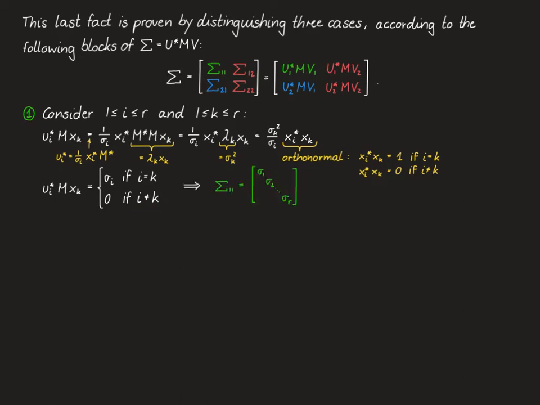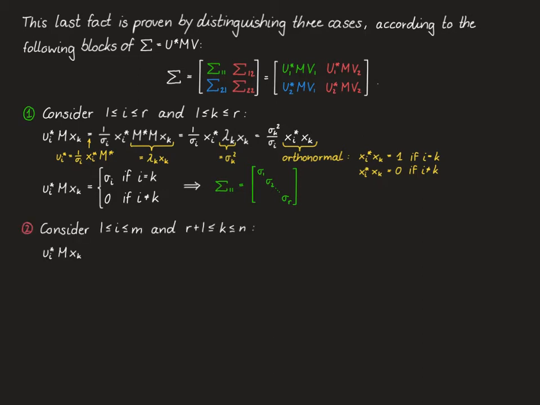Written collectively, this means that the matrix sigma 1,1 is equal to the diagonal matrix, where the values sigma 1 through sigma r are on the diagonal and all the other entries are 0.